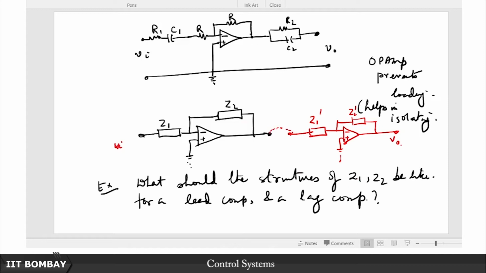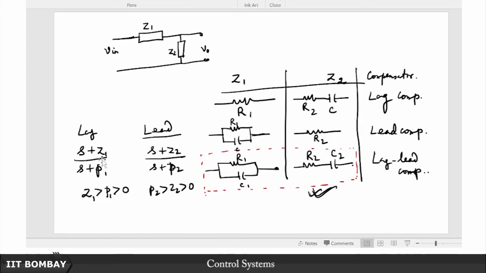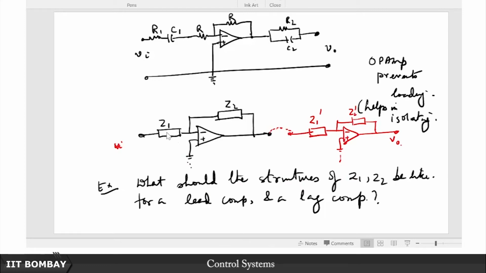So, the only exercise for you to figure out is what should be the structure of Z1 and Z2 in order to give a transfer function like this, whose poles and zeros can be determined then by the parameters of these circuit elements, okay. So, with that we kind of bring to a culmination our discussions on root locus based compensator design, and now we have seen also these realizations of these compensators using electronic components, right, and that should suffice. Of course, that is not to say that this is everything there is to a root locus.